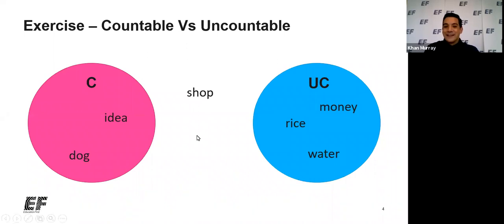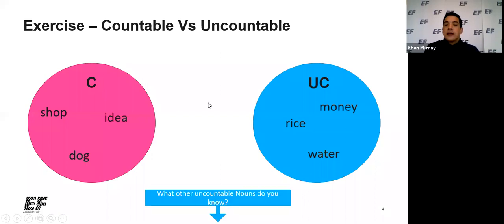All right, that's too easy for you guys. Very good. So we can see that we have these two groups. What I want you to do is, in the chat function, can you give me some other examples of uncountable nouns? So what other uncountable nouns do you know? Okay, can you give me some suggestions in the chat bar?